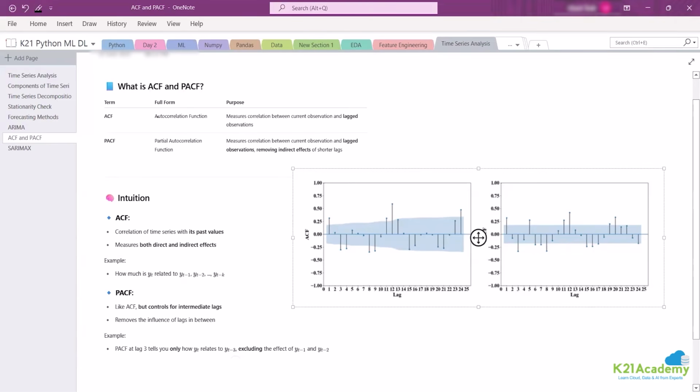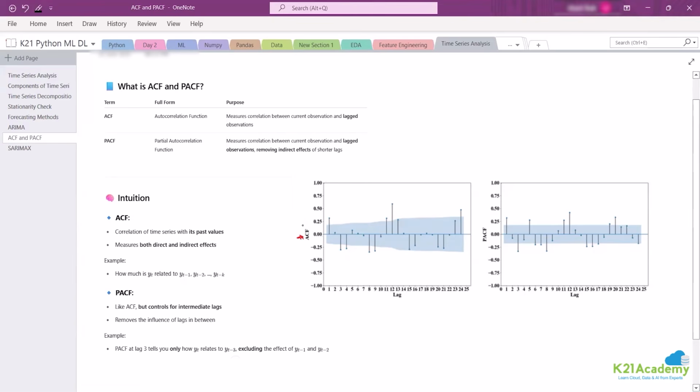So what is ACF? ACF is the autocorrelation function, and PACF is the partial autocorrelation function. What we do here is plot these kinds of lollipop plots, using some interval value. On the y-axis we have the autocorrelation and the partial autocorrelation values.